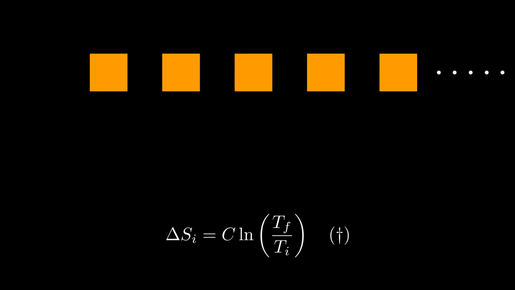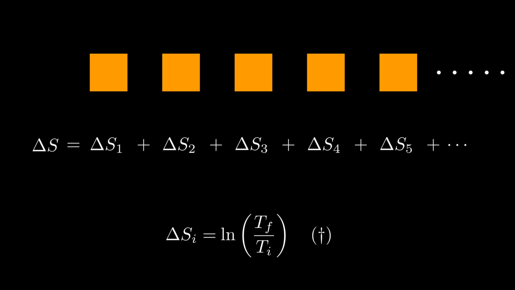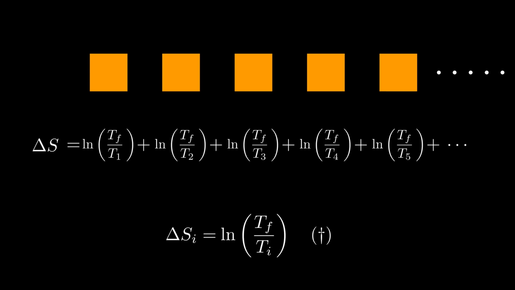Let's now look at the change in entropy for each individual block. Recalling our daggered equation, we know that the change in entropy for a single block is C ln of Tf over Ti. For simplicity's sake, I'm going to set the heat capacity equal to 1. The second law is a statement about the total change in entropy, so we need to add up all the individual changes in entropy. Plugging in the formula we found earlier gives this long sum of logarithms.